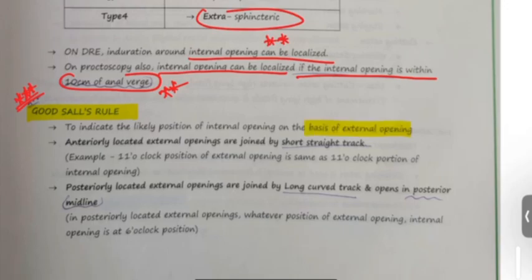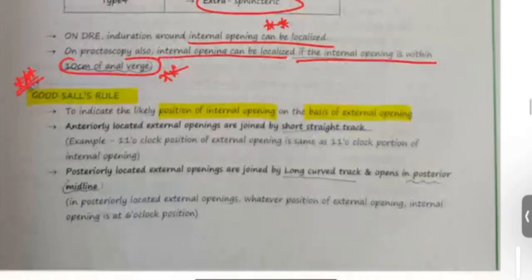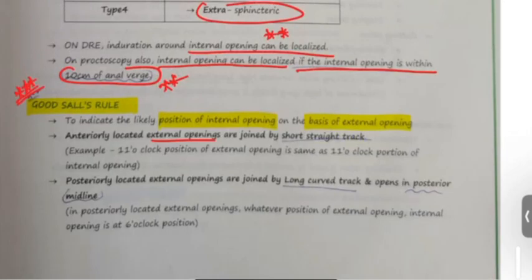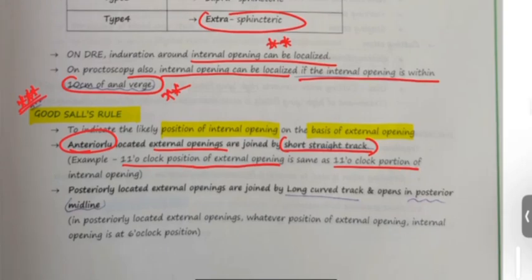We are now estimating the likely position of the internal opening, so they have given a rule to guess it. That rule is Goodsall's rule. What does this say? If the external opening is located anteriorly, these are joined by a short straight track. For example, if the external opening is in the 11 o'clock position, then the internal opening will also be in the 11 o'clock position. So it is a simple straight track if the fistula external opening is anterior.